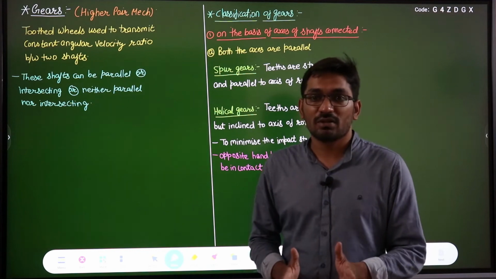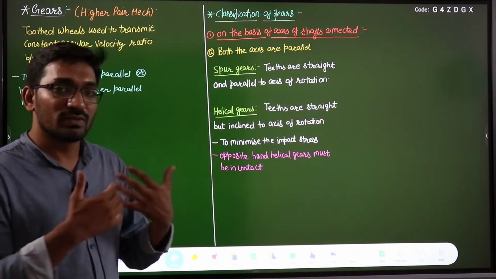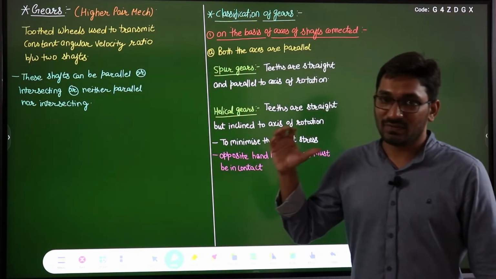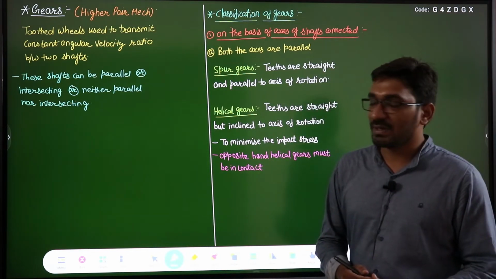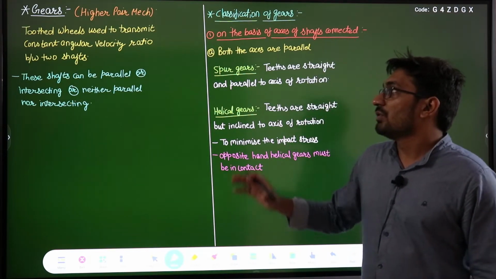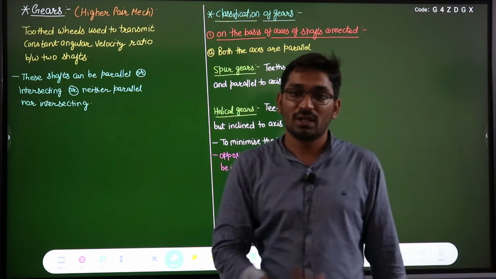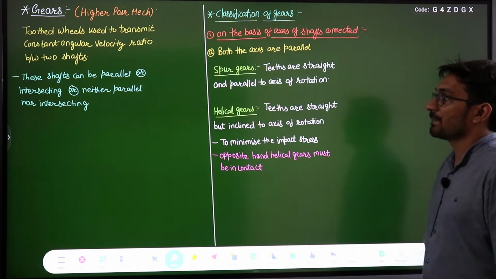Now after the discussion of velocity and acceleration analysis, we will move towards our next chapter, that is gears and gear trains. This is a very important chapter from a GATE perspective. So first of all we will discuss gears, and after that we will go with the chapter gear trains.